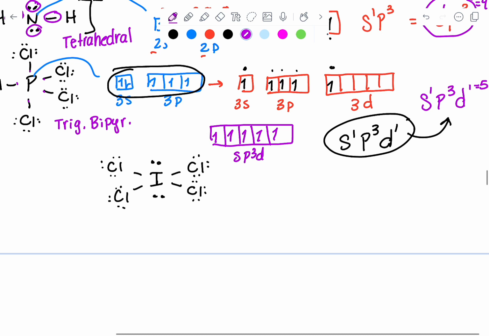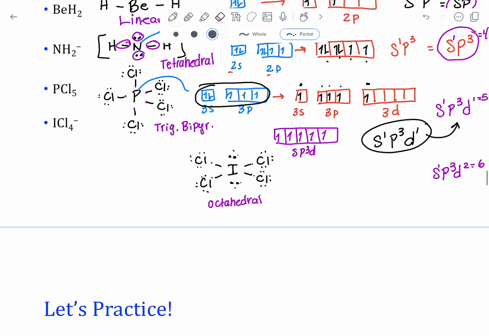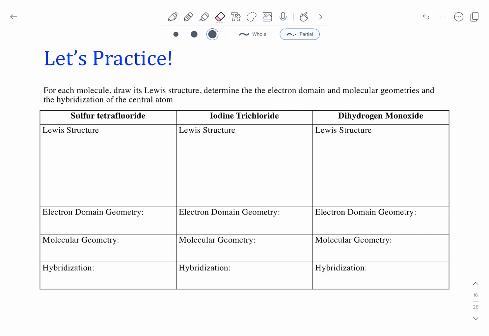Okay, and for our last example, we have ICl4-. Okay, so let's use our little trick from before. We have 1, 2, 3, 4, 5, 6 electron domains. 6 electron domains is octahedral. Octahedral corresponds to sp3d2. So if we add up all of those superscripts, we get 6, which corresponds to 6 electron domains. Okay, so let's do a little bit more practice.